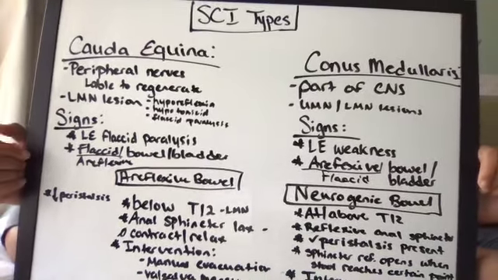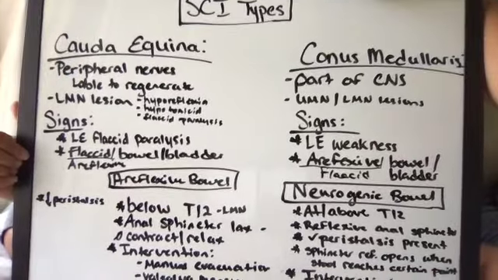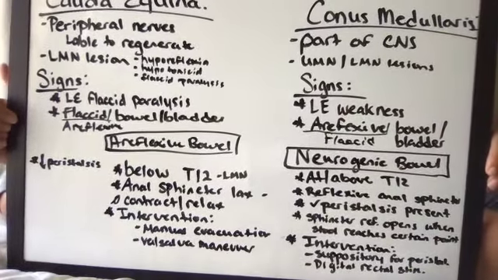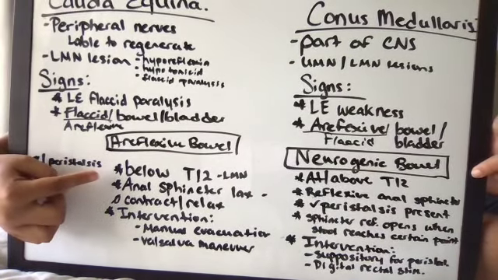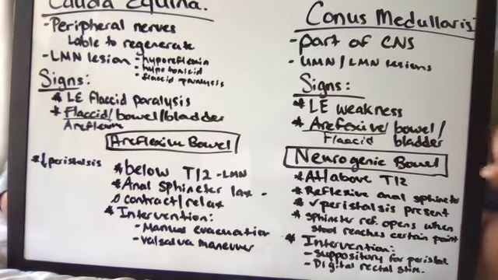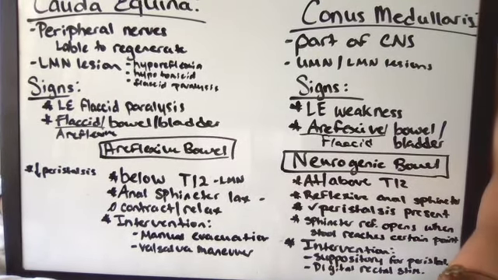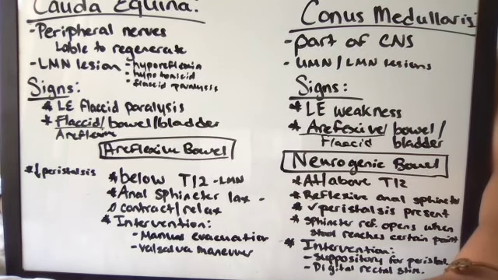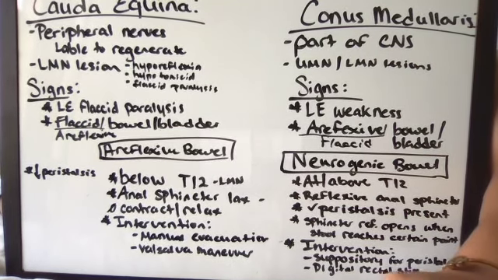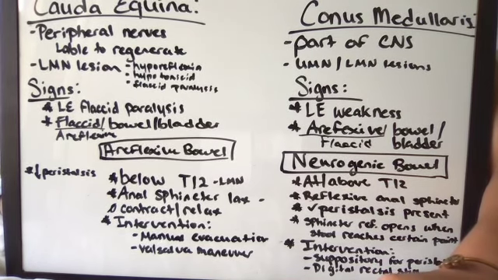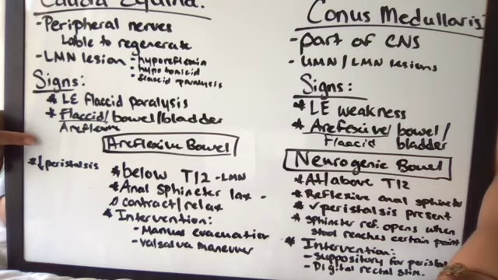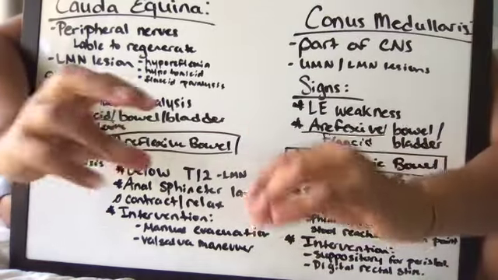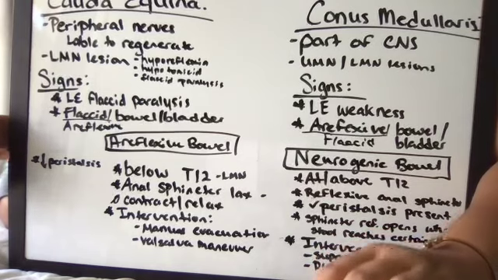So an areflexive bowel is going to be below the T12 level, so lower motor neuron. It's going to be where the anal sphincter is lax. All right, so if the anal sphincter is lax, then there's going to be no reflexive contraction and relaxation of the anal sphincter. With that, also note that peristalsis is reduced in this, because of the flaccidity.